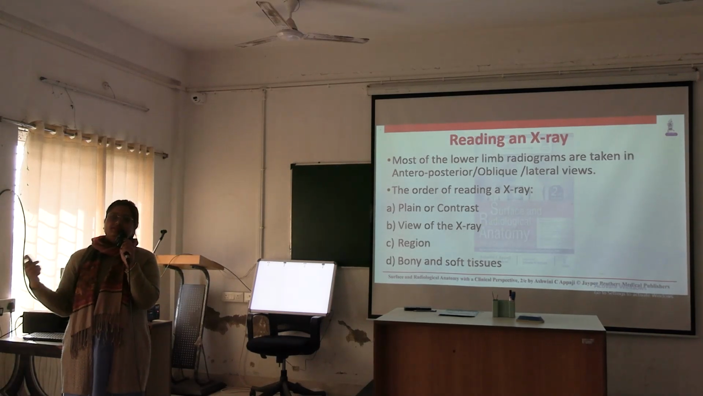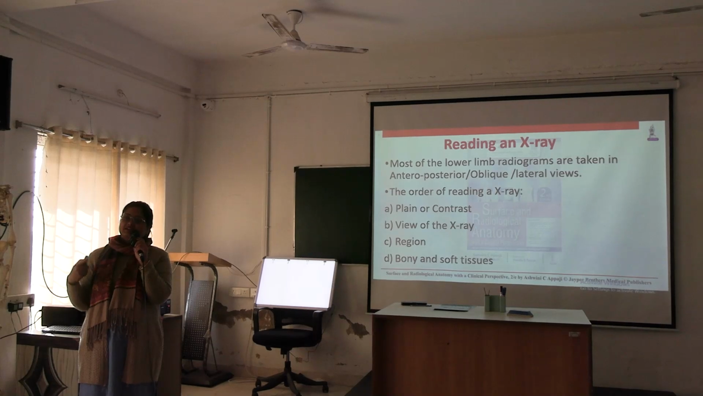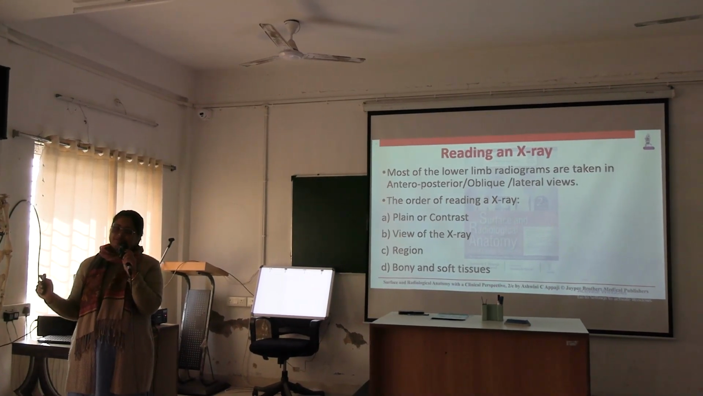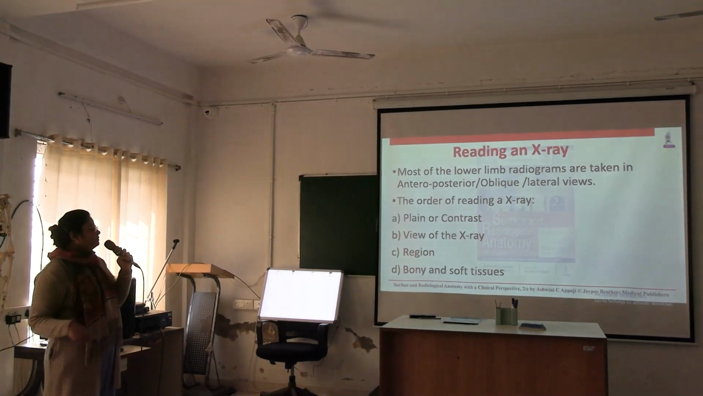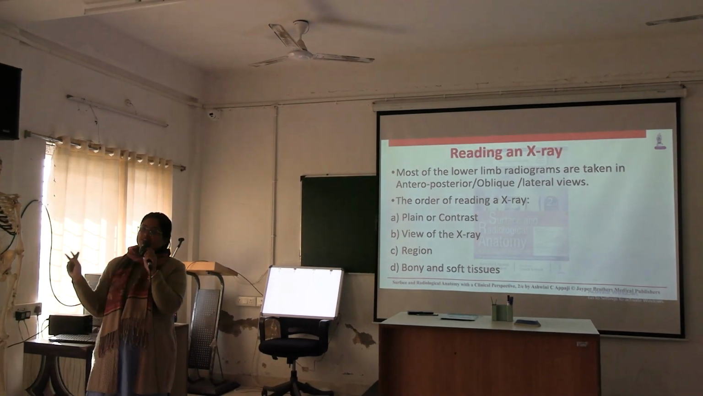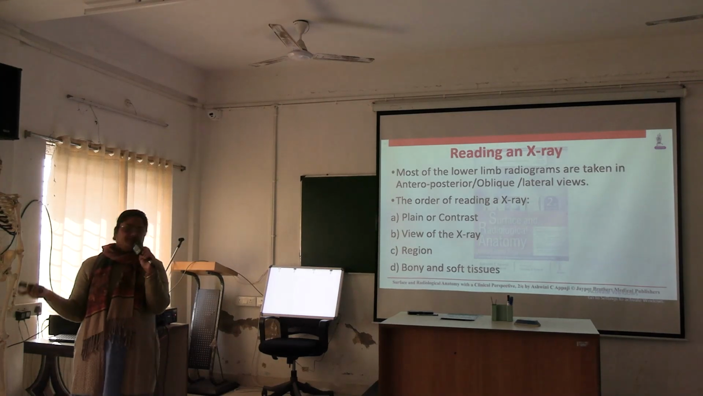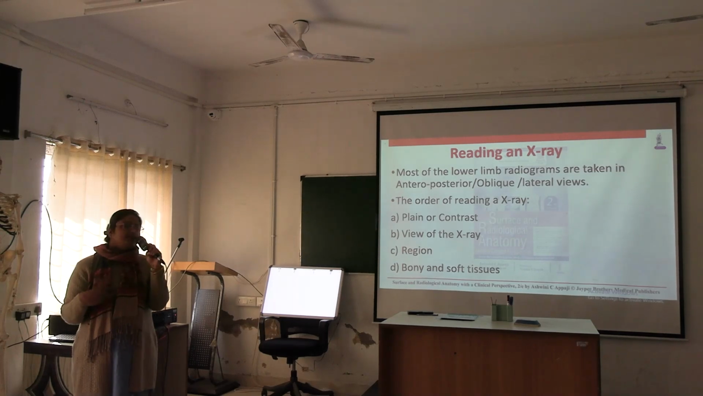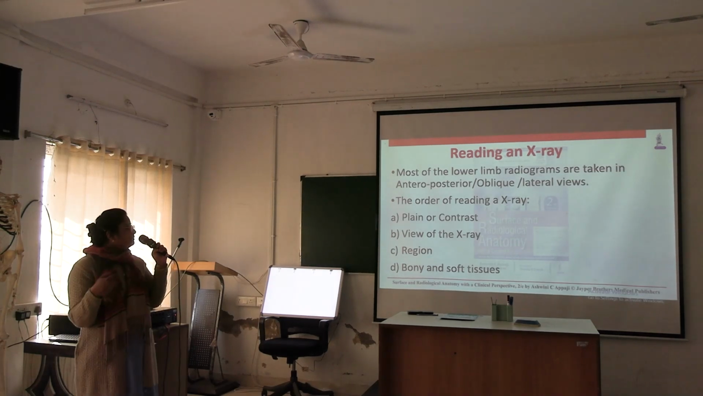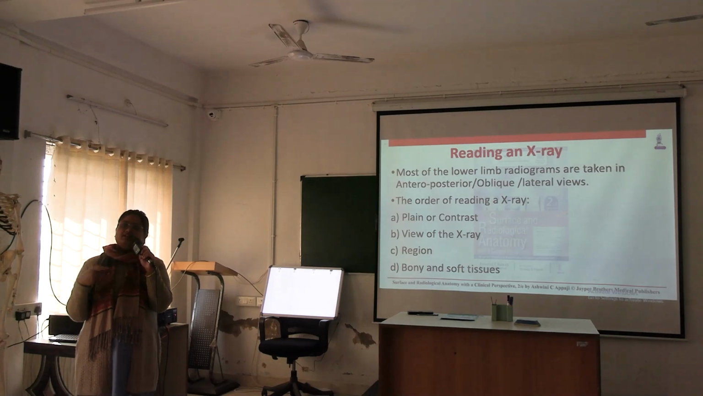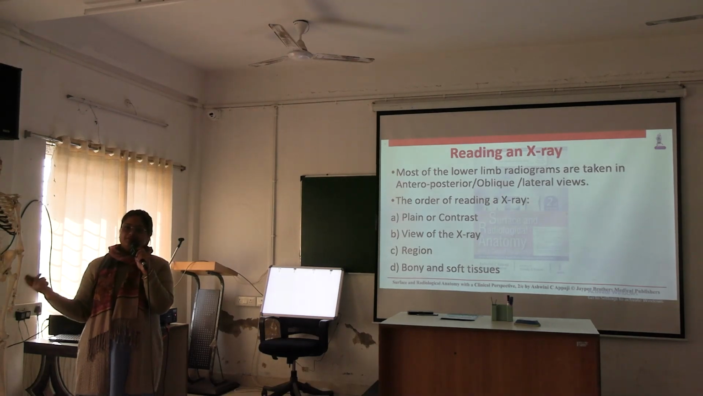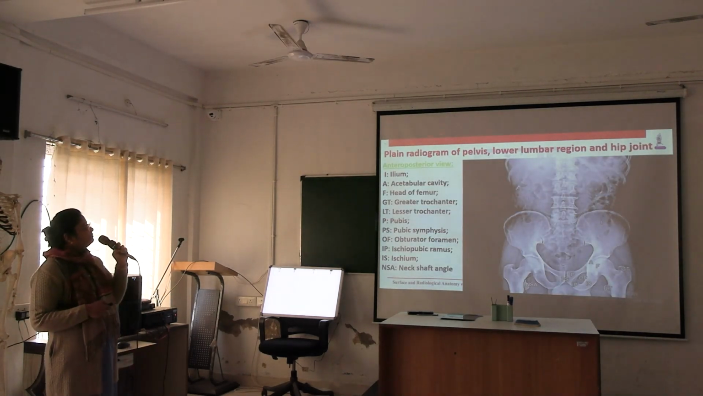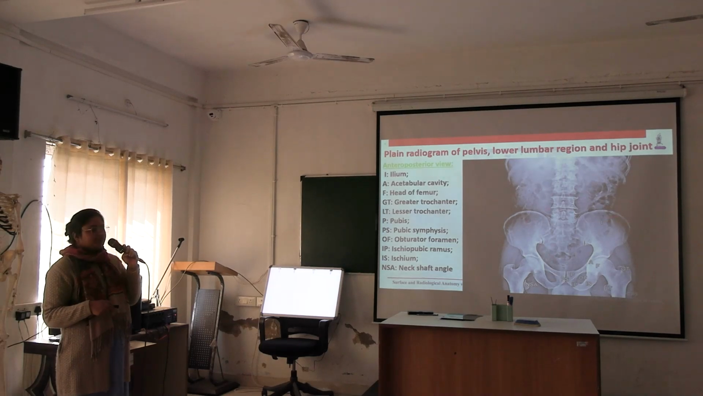So X-ray of the pelvis showing the acetabular cavity, head, neck and upper end of the femur, like this you have to describe. A single line description of the X-ray will be: it is a plain X-ray, anterior-posterior view of the pelvis showing the hip bones and upper end of femur containing head, neck, two trochanters and upper part of shaft of the femur. Like this you have to describe.